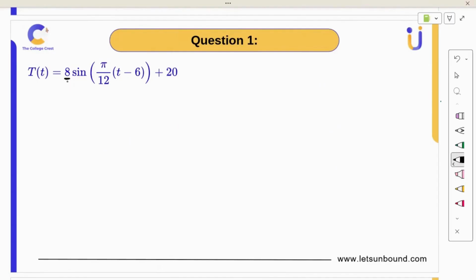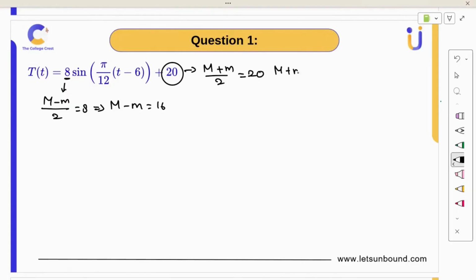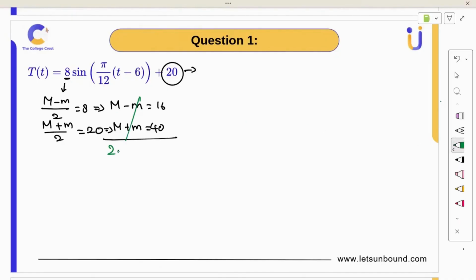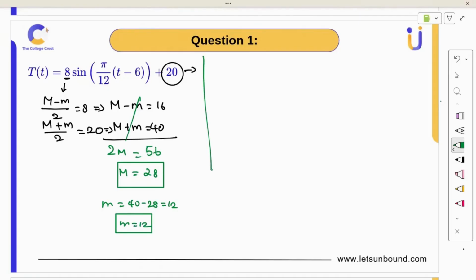Here, 8 is the amplitude, and you can represent it by (maximum minus minimum) divided by 2 equals 8, which implies maximum minus minimum is 16. Then the midline gives (maximum plus minimum) divided by 2 equals 20, which means maximum plus minimum equals 40, right? Let me take this here and solve. I want capital M, the maximum, and small m. Directly I can cancel: M and M is 2M, and 40 plus 16 is 56. Your capital M is going to be 28, right? So what is small m? You can substitute: m is 40 minus 28, which is 12. And next one, M and M we did.